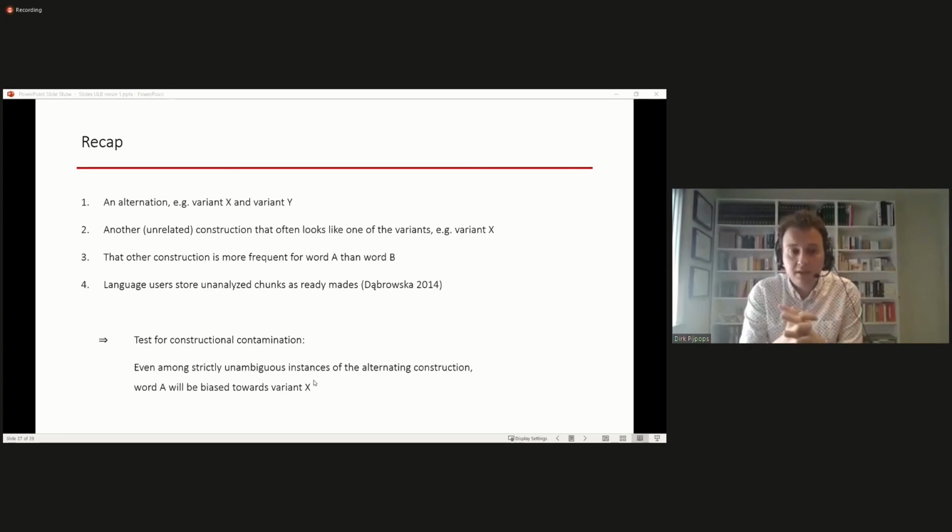And finally, you need the theoretical assumption that language users store unanalyzed chunks as ready-mades in their memory. If you have those four, then you can test for constructional contamination by checking the following prediction. Even among strictly unambiguous instances of the alternating construction, word A will be biased towards variant X.